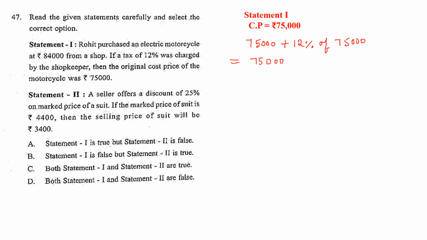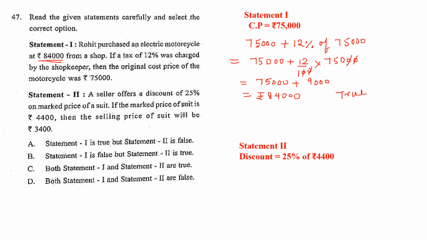So it will be 75,000 plus 12 by 100 into 75,000, and just simplify it. 12 times 750 will give you 9,000 rupees, and when you add it, you will get 84,000 rupees. So from here I can see the sale price is 84,000. I have also got 84,000 rupees. So my first statement is true. Now I have to move to the second statement.